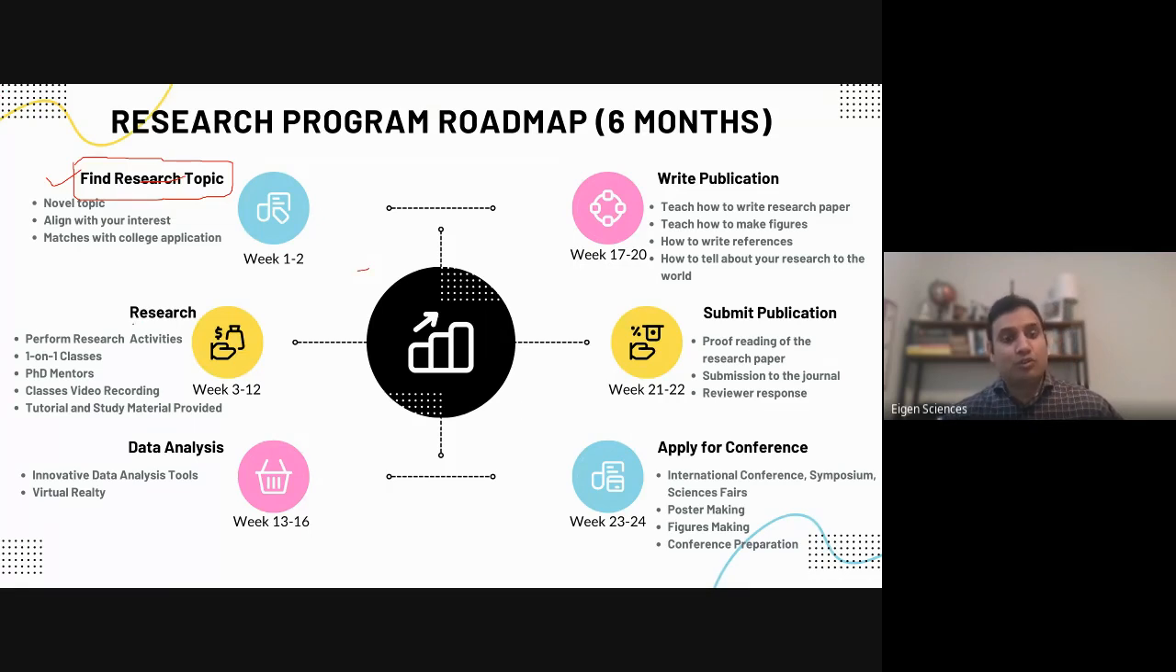Then the second, more major part of the activity is research. There will be one-on-one classes. All the classes will be conducted by a PhD mentor, and all the classes will be recorded. We will provide study material, tutorials, everything. To conduct this entire program, I make a WhatsApp group with parents and students, so that there is easy communication. Everyone knows what is happening in the project. This will be for 4 months, and then data analysis will be done.